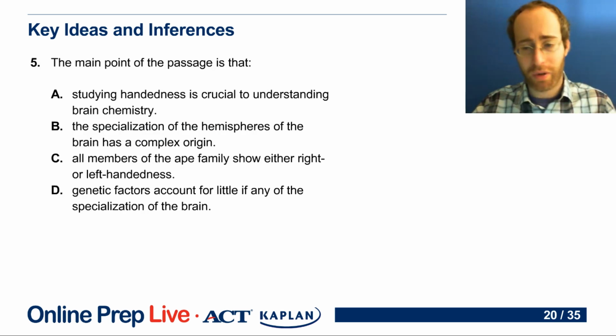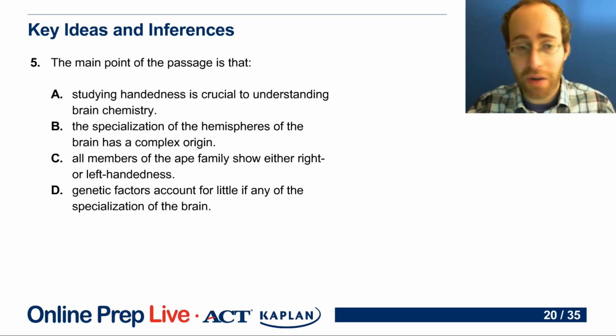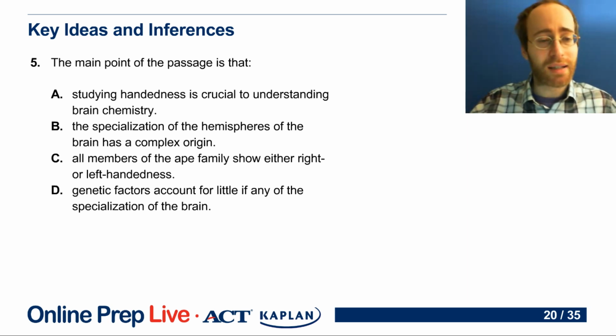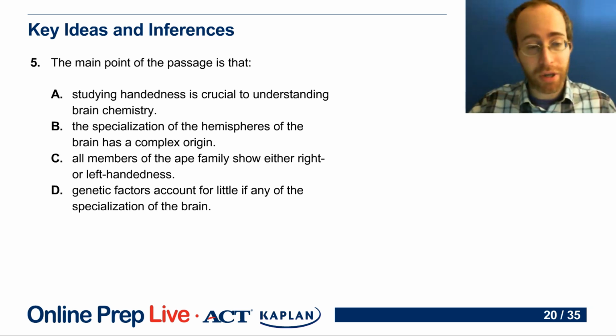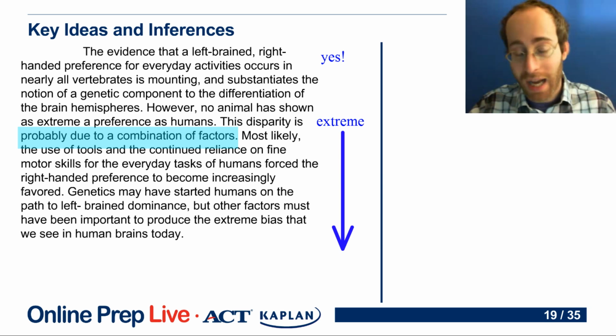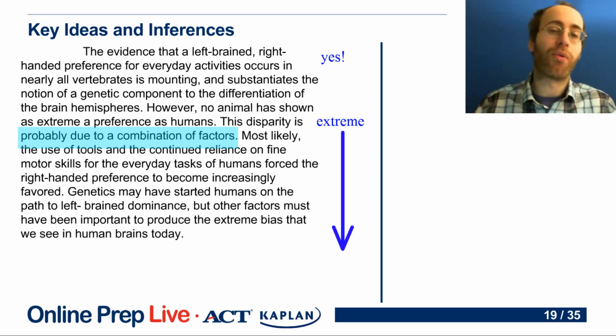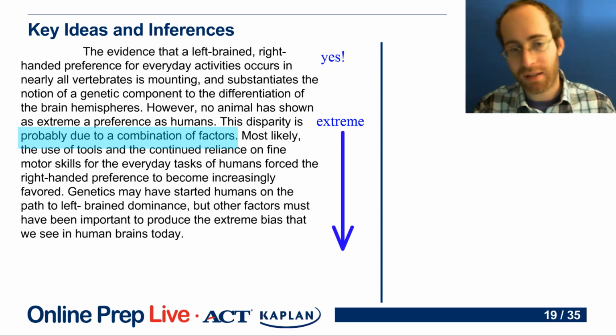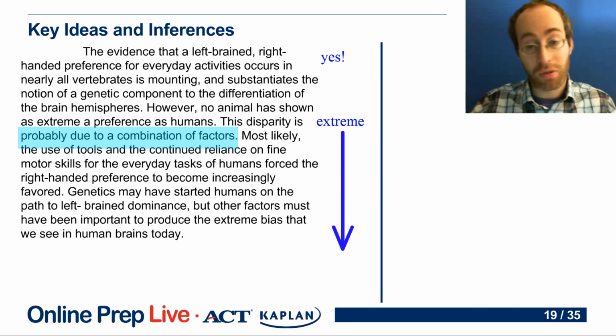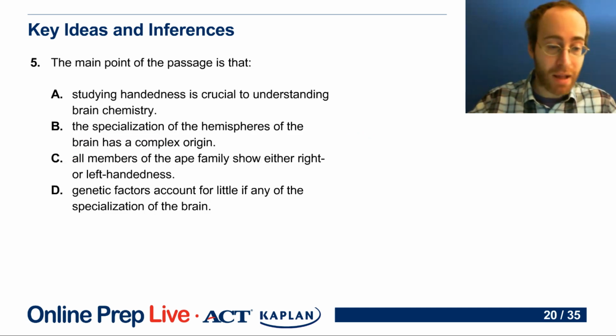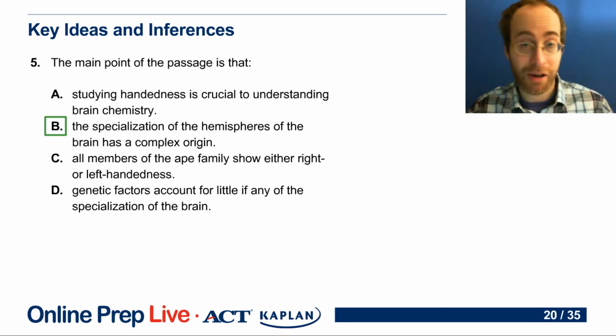Most folks are voting for choice B for Boris, and how could you not? It's a great answer choice. It says the specialization of the hemispheres of the brain has a complex origin. Well, that fits pretty well because the last paragraph of the passage, like half of it, was explaining why humans are so extreme in their brain separation. And it also talked about why humans have this left-handedness and why animals have it. So pretty much the whole passage was about that. That's a solid choice. Let's grab that choice and get out of here.